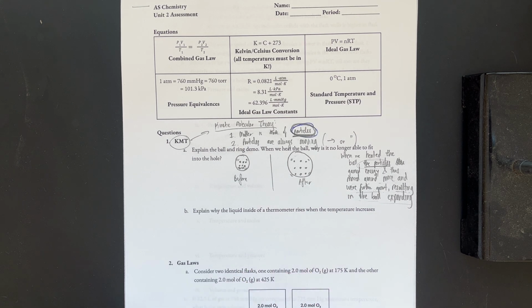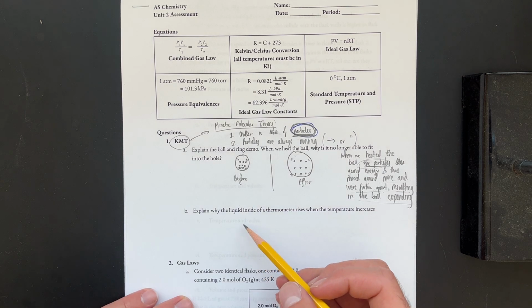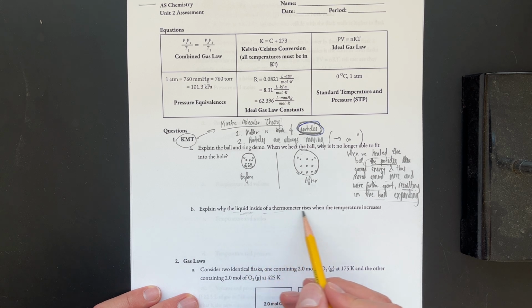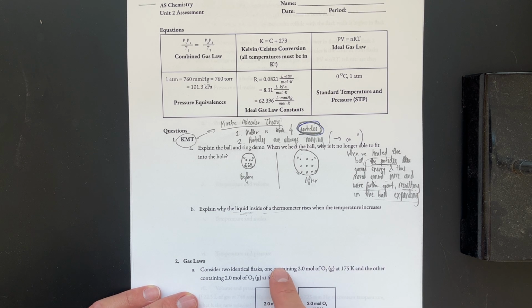And so a similar thing here, right? I actually pulled this from the 4th period, did I get it, right? It's the same idea that 4th period had for there. Why does the liquid inside of a thermometer rise when the temperature increases, right? It's the same idea. The particles gain energy, move around more, and thus go further apart, resulting in the liquid expanding out and going higher, right?